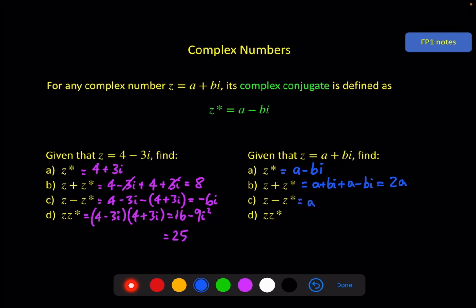In the same way here, you will always have the real parts cancelling, and the imaginary parts will combine. So here we've got 2bi. z times its own conjugate. As before, this times this will cancel with this times this. And you'll have a squared minus b squared i.